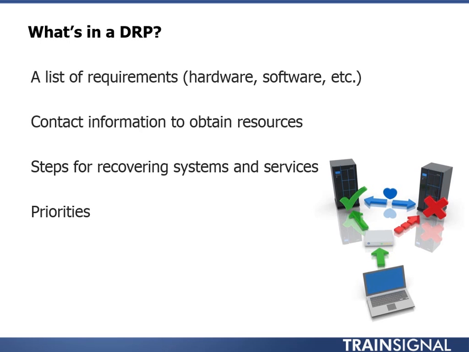Your DRP will also have a list of priorities. It will show you which services you need to get up and running first. These are going to be your critical services, things that are customer-facing or that other services depend on, your core infrastructure.